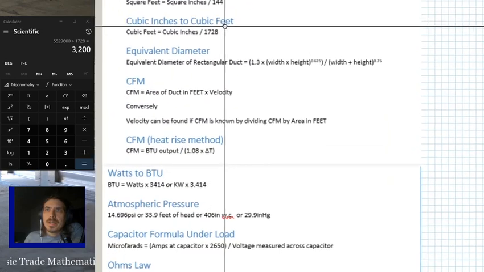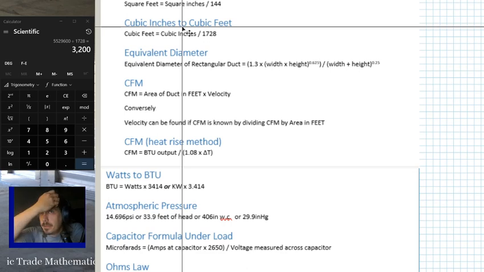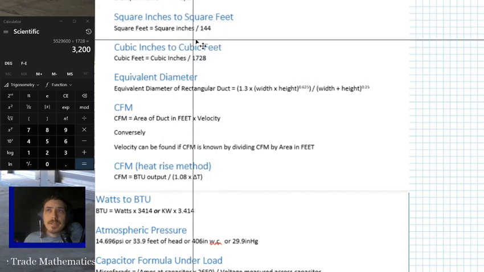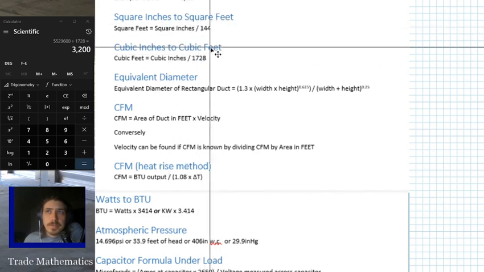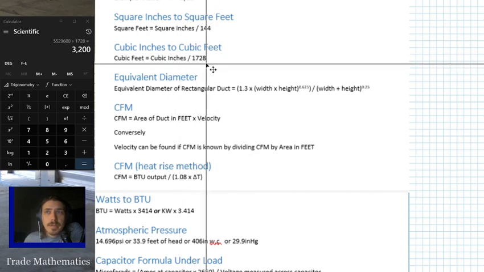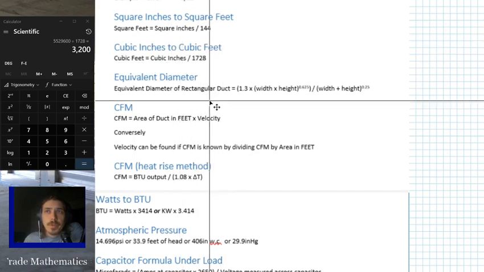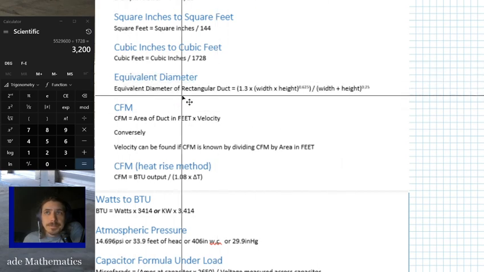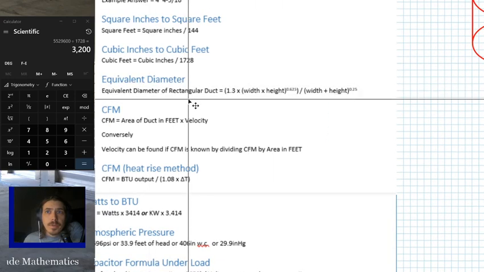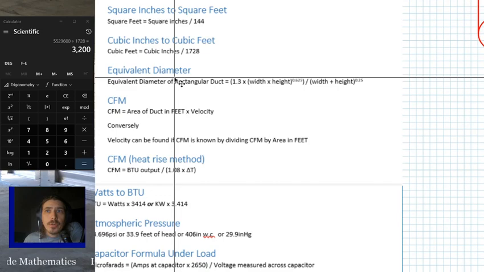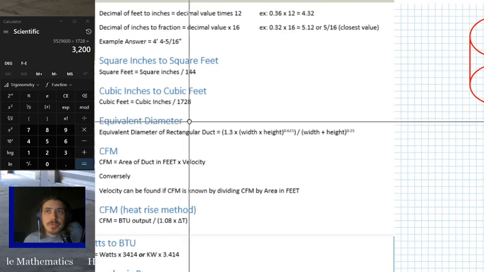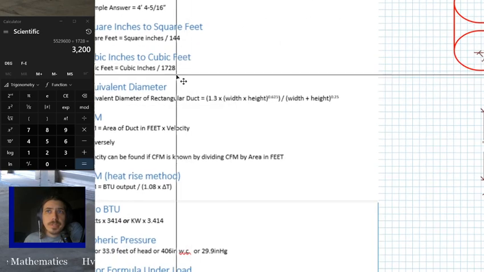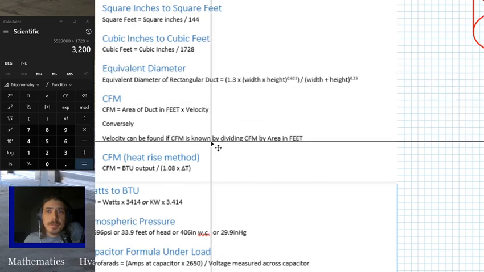So that is cubic inches to cubic feet. Again, both of these are just constants. You'll want to try to memorize them if you can. It's especially important that you memorize square inches to square feet. Cubic inches to cubic feet's not quite as important, but they're both relatively important. Equivalent diameter of duct is another one I want to save for a minute when we go to Excel calculators. I want to do some exercises in Excel here shortly on engineers to architect rule, and then talk about equivalent diameter of duct for a minute.